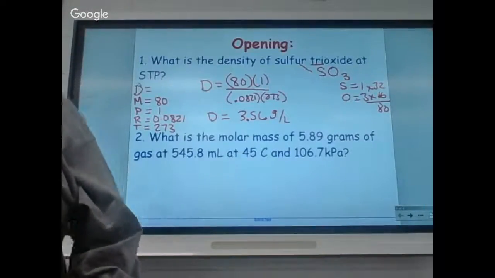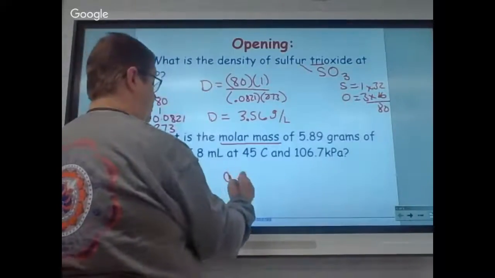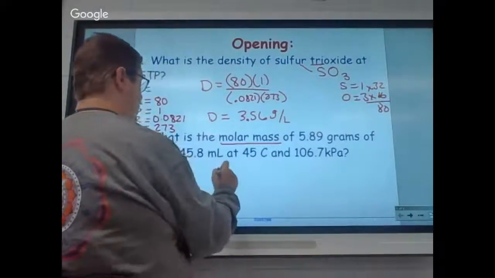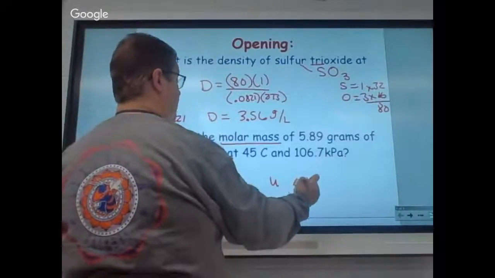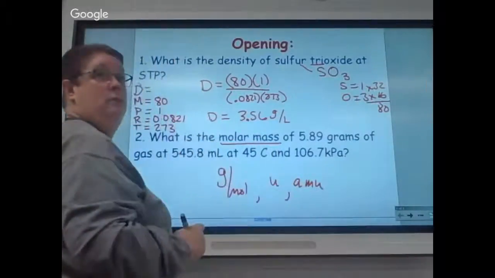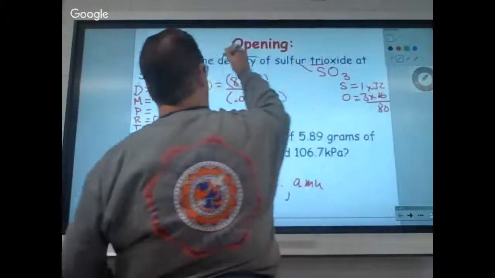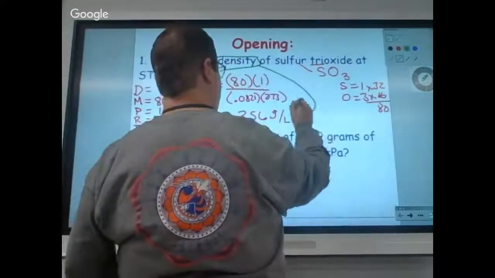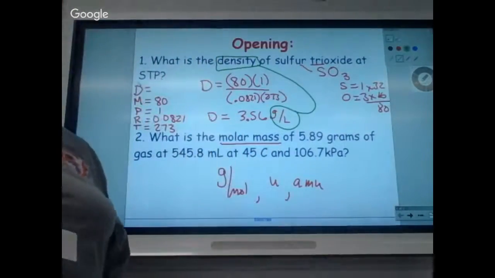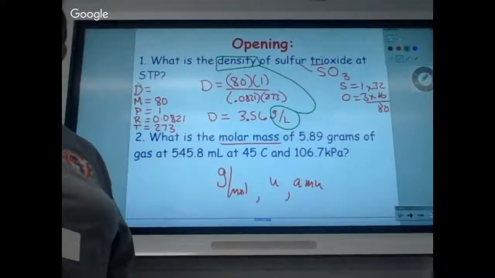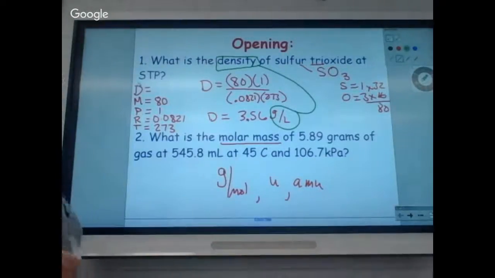Wait, and you also put AMU. All right, this one for molar mass can be grams over moles, U, or AMU. That's molar mass. Okay. For density, it has to be grams over liters. Okay. So when I finish this one, I'll put one of those units on it.